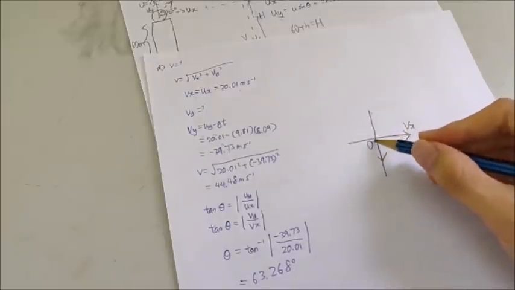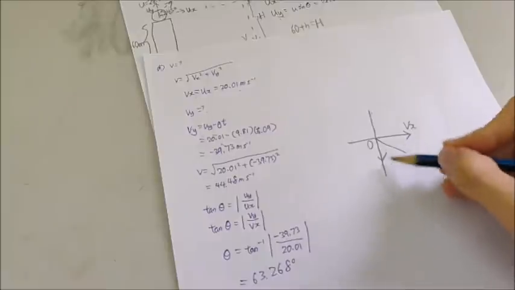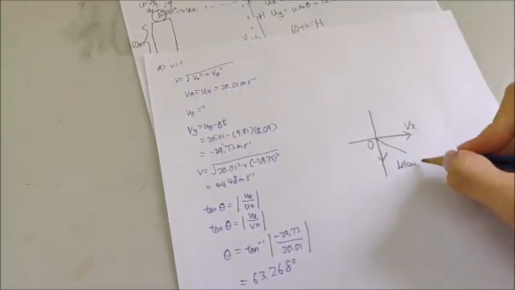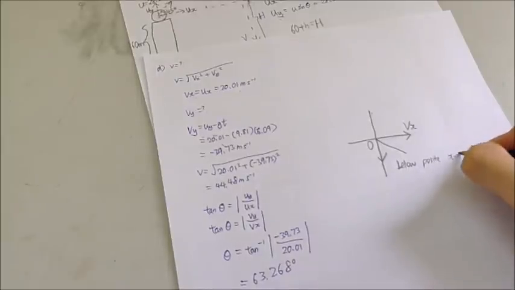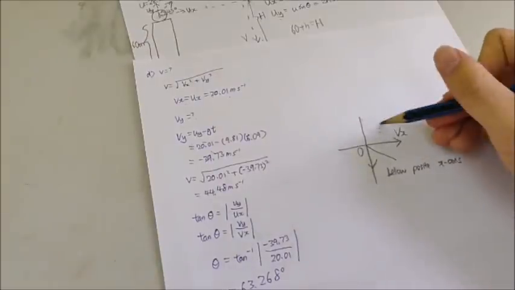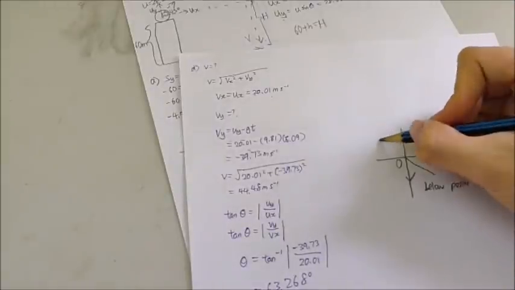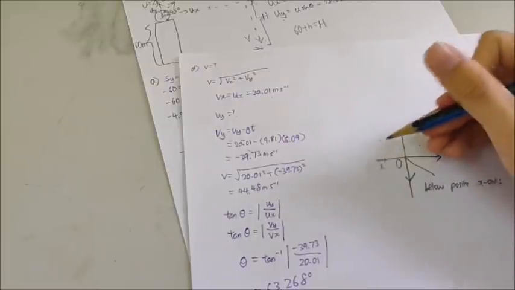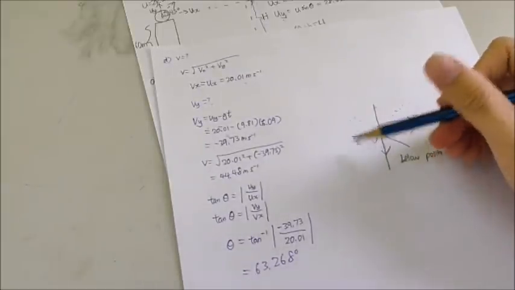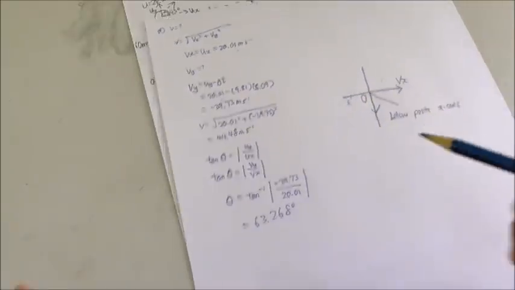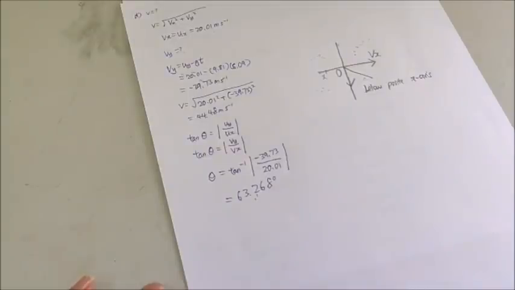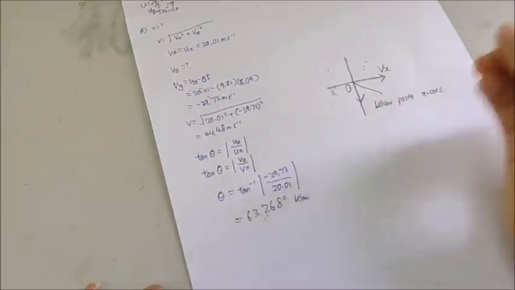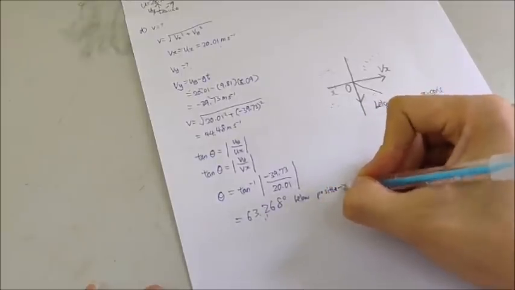So, actually, it is located in the fourth quadrant. What is this area called? Below the positive S axis, right? This area is below the positive S axis. How about here? This one is above the positive S axis. How about the second quadrant? This is above the negative S axis, because here is the negative value for S. How about here? Below the negative S axis. So by referring to here, it is located in the fourth quadrant, so 63.268 degrees below the positive S axis.